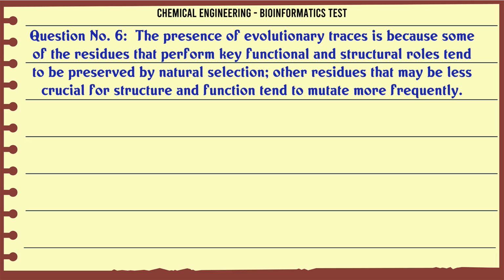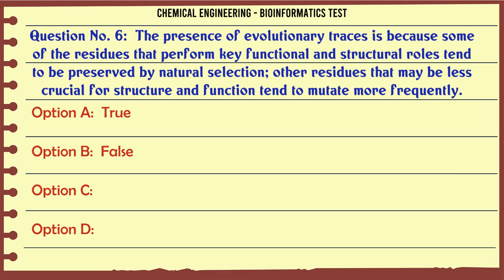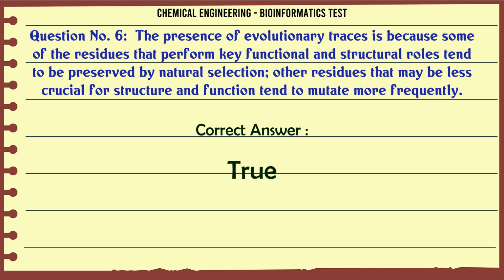The presence of evolutionary traces is because some of the residues that perform key functional and structural roles tend to be preserved by natural selection. Other residues that may be less crucial for structure and function tend to mutate more frequently. A. True. B. False. C. D. The correct answer is true.